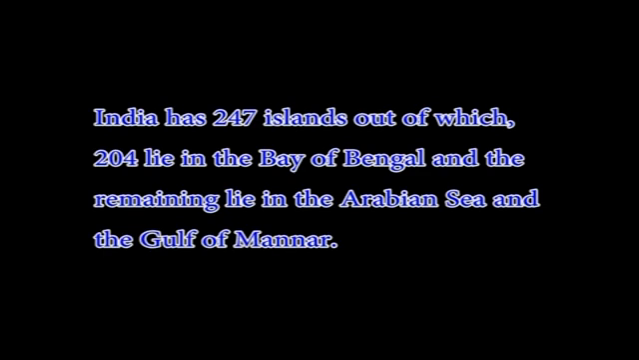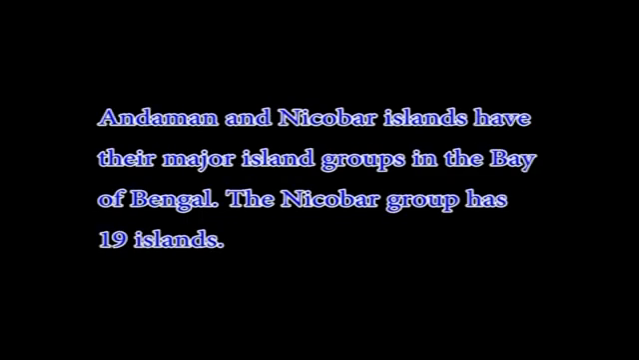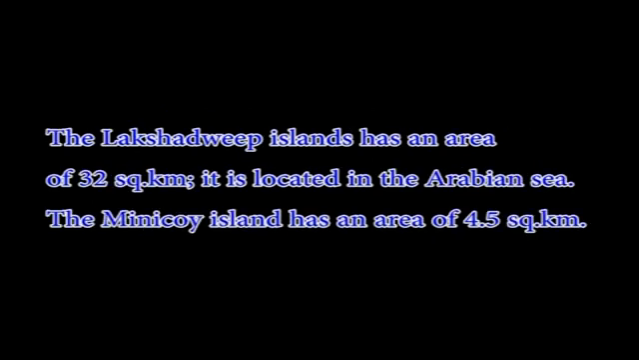Islands. India has 247 islands, out of which 204 lie in the Bay of Bengal and the remaining lie in the Arabian Sea and the Gulf of Mannar. Andaman and Nicobar Islands have their major island groups in the Bay of Bengal. The Nicobar group has 19 islands. The Lakshadweep Islands has an area of 32 square kilometers. It is located in the Arabian Sea. The Minicoy Island has an area of 4.5 square kilometers.